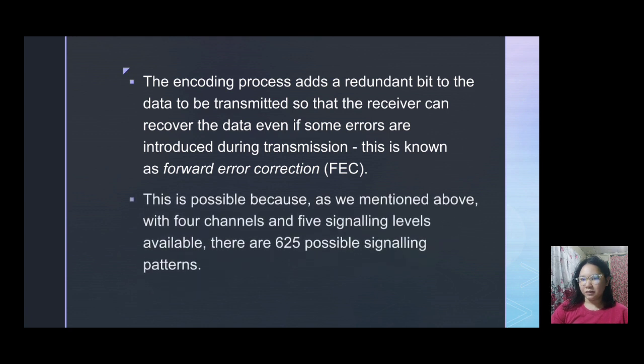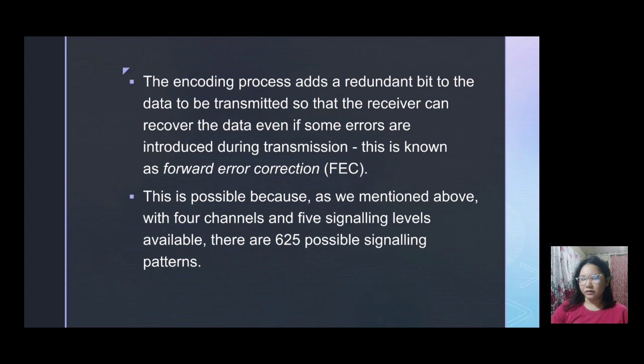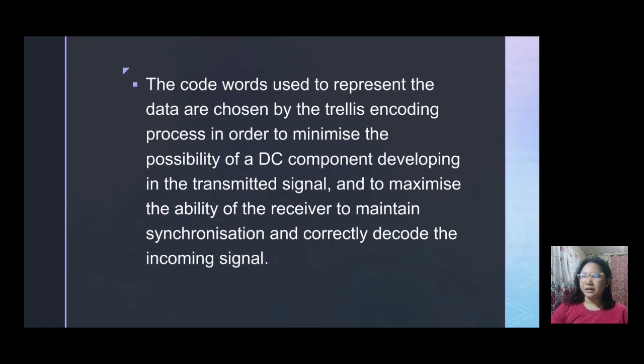This is only possible because, as mentioned in the previous slides, with 4 channels and 5 signaling levels available, there are 625 possible signaling patterns. The code words used to represent the data are chosen by the trellis encoding process in order to minimize the possibility of a DC component developing in the transmitted signal, and to maximize the ability of the receiver to maintain synchronization and correctly decode the incoming signal.